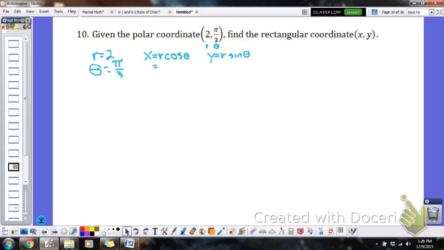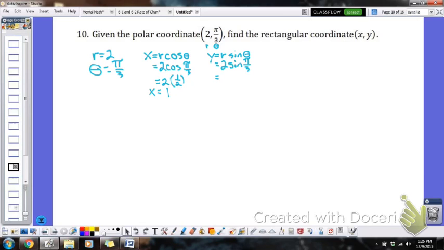I know my radius is 2, and I know that the theta value, the angle measurement, is pi over 3. Well, the cosine of pi over 3, using your unit circle or the hand trick, whichever you prefer, is 1/2. So I have 2 times 1/2. So x is equal to 1. Now we go over to y. y is equal to the radius 2 times the sine of the angle, pi over 3.